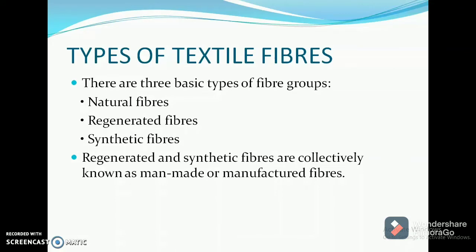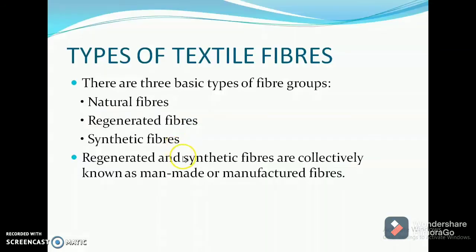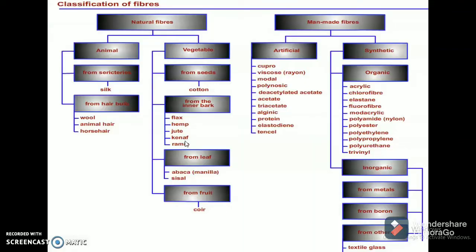Next, types of textile fiber. This is a very important topic in textile fibers. There are three basic types of fiber groups: natural fiber, regenerated fiber, and synthetic fiber. These regenerated and synthetic fibers are both known as man-made or manufactured fibers. Next, we will go to the classification of fibers, a detailed classification.